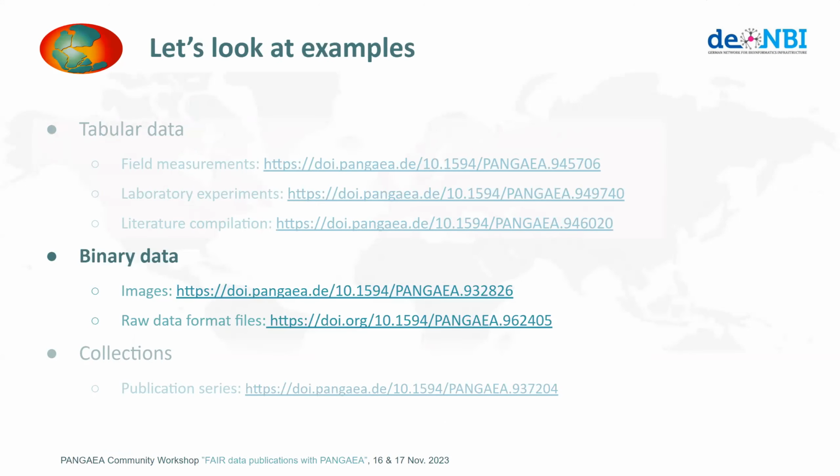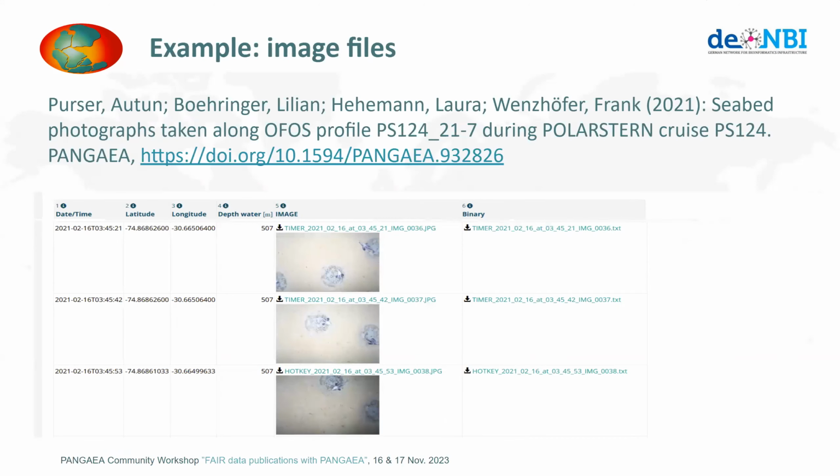Yeah, so a different type of data, which has a different type of structure, is so-called binary data. So everything that's basically not tabular data is called binary data at PANGAEA. In this case, we have an example of image files. So this is a part of the actual data, and what you can see is there's again a geocode, so the where and the when, plus the link to the image and some additional text file.